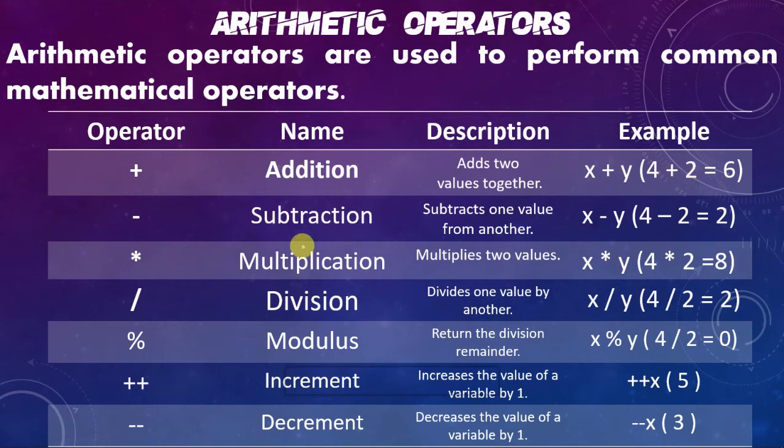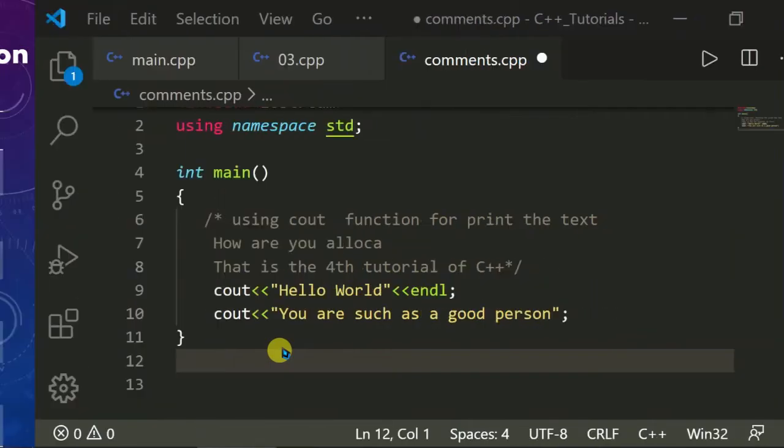Okay, and then the subtraction, that is this. It is used to subtract one value from another. With the help of the subtraction operator we can subtract one value from the other one, like x minus y, it means 4 minus 2 equal to 2. Like multiplication, division, modulus, increment and decrement, we will discuss all of these in the upcoming videos. Now let's go to Visual Studio and discuss the arithmetic operators.